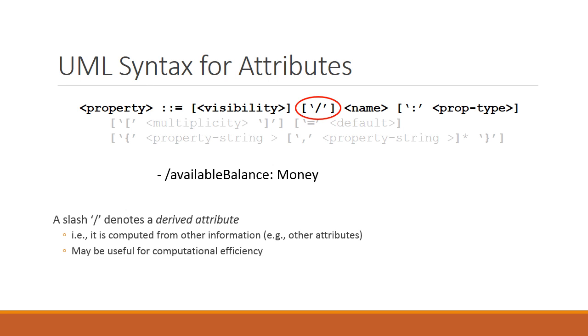So for example, we have the available balance attribute from the bank account class, and as was previously stated, the available balance is simply the sum of the balance plus the overdraft limit. However, to avoid having to recompute the available balance each time we want it, we can instead create an attribute for it, and we denote that it is a derived attribute using the slash.